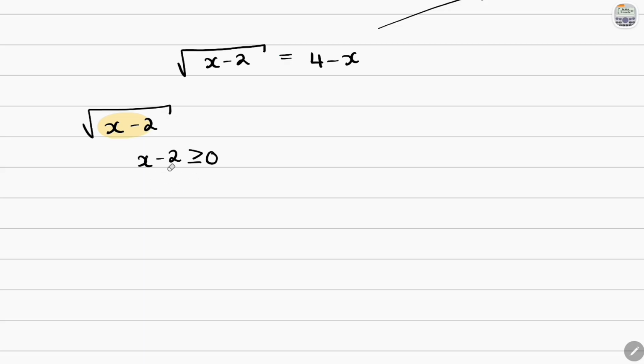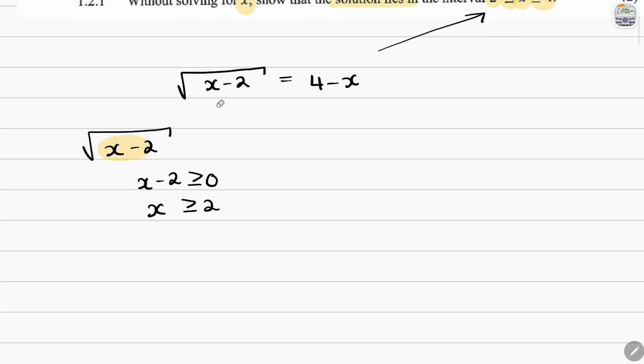So this is what we have, and it's linear. So here we could just say that x needs to be greater than or equal to 2. So we've analyzed the one side of it. For there to even be any solutions, x needs to be greater than or equal to 2.